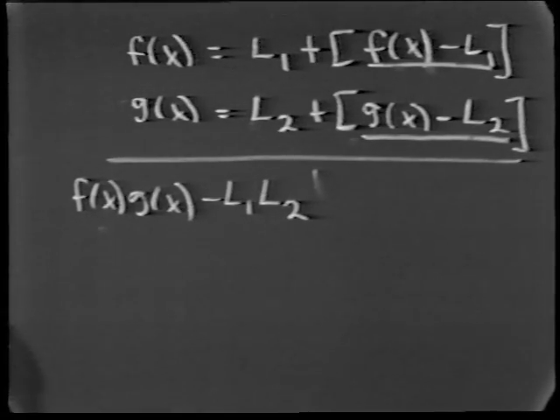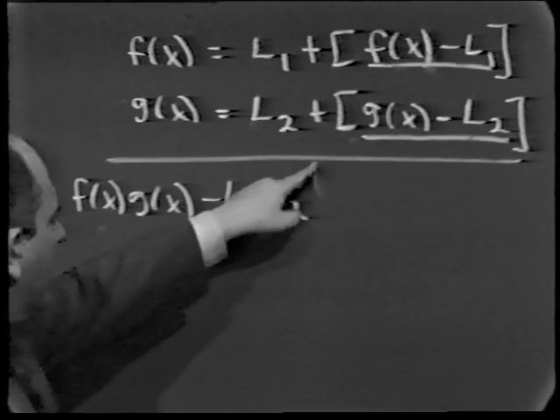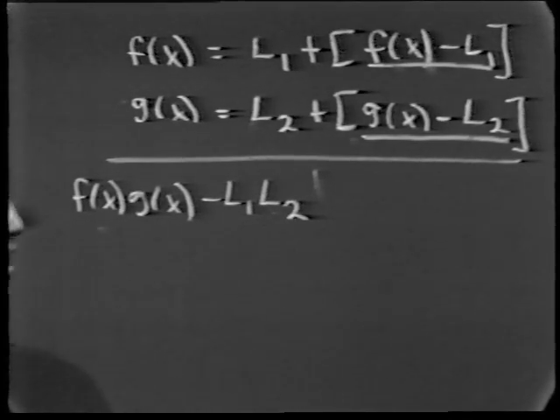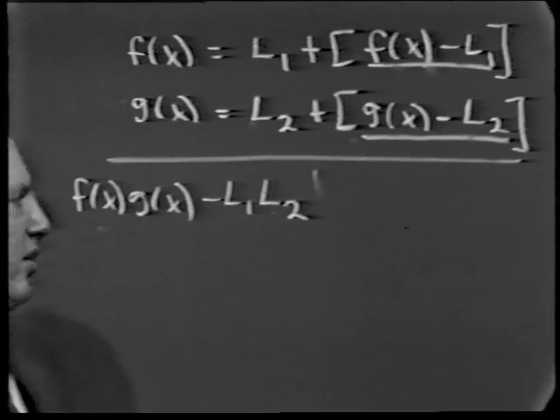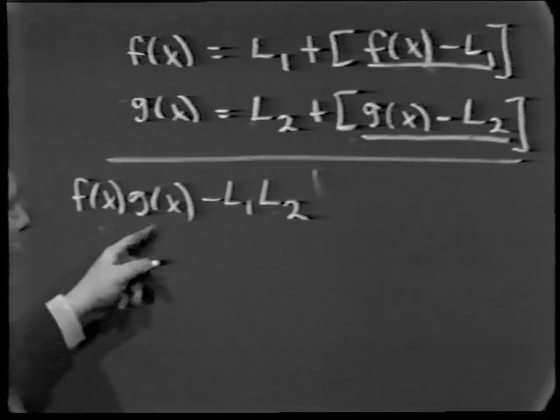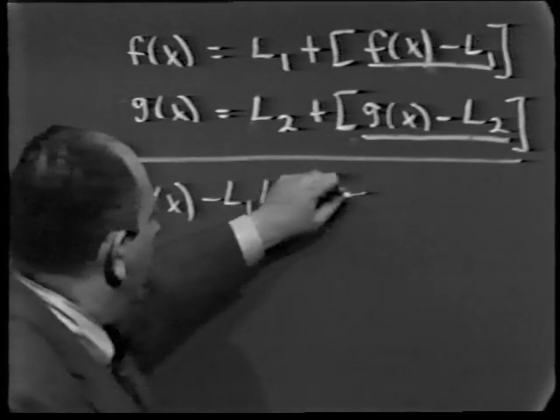In other words, notice that to prove that the limit of f of x times g of x as x approaches a is L1 times L2, this is precisely the expression that I must make small, or show can be made as small as I wish just by picking x sufficiently close to a. And again, I will not go through all the details here. I will simply outline what we do here.